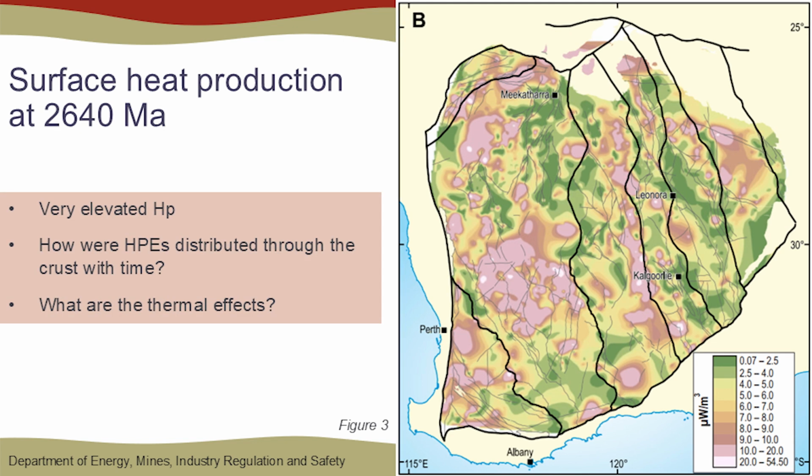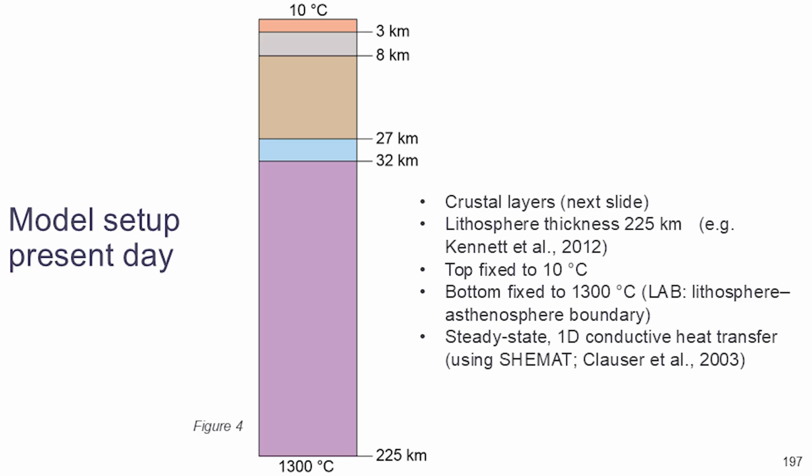So two really important questions fall out from this. First is, what was the distribution of these heat-producing elements through the crust with time? And importantly, what were the thermal effects of that? So to investigate this, we did some simple 1D thermal models.